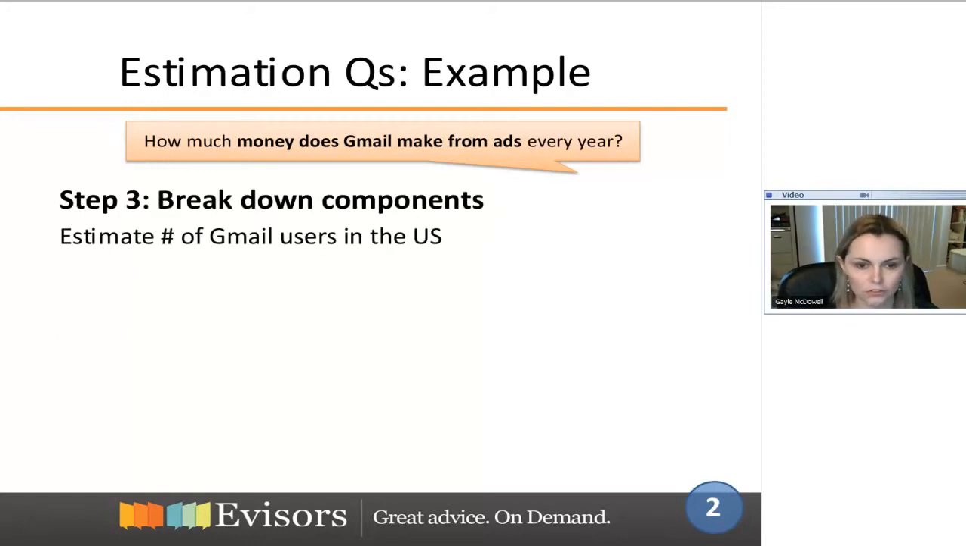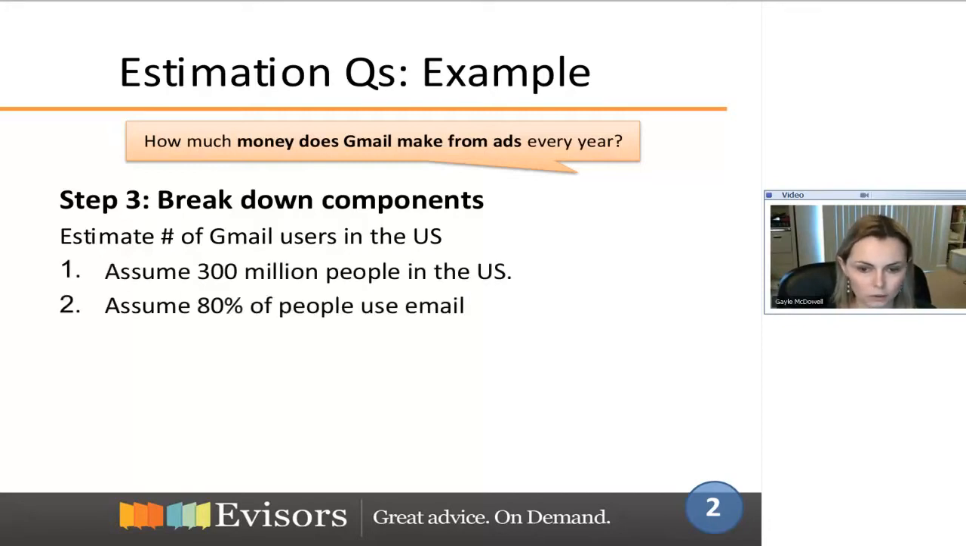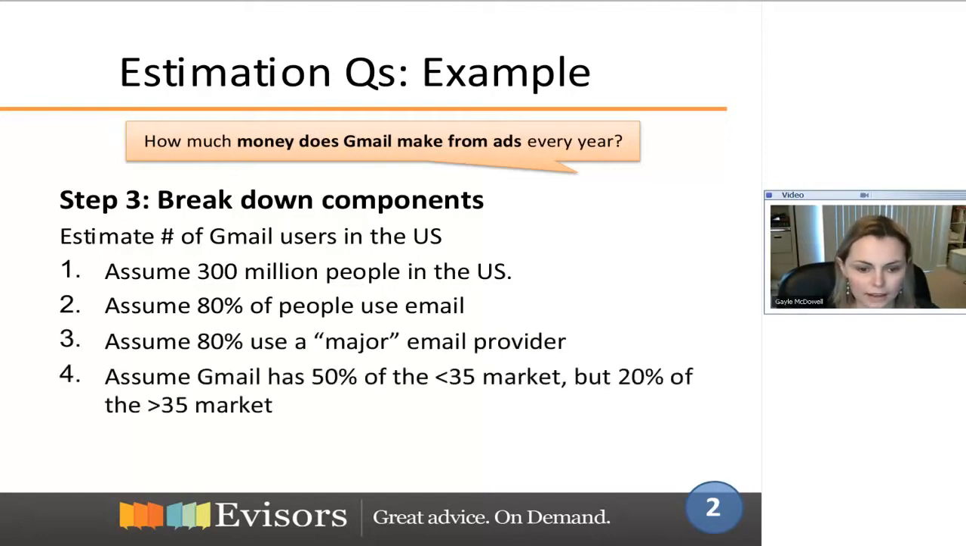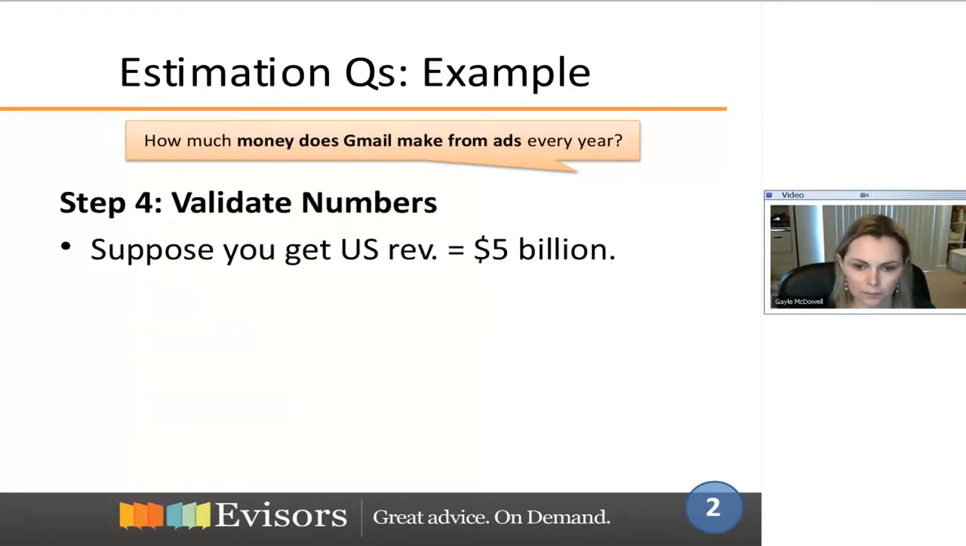And then you actually break down each component. So you estimate how many Gmail users there are in the US by saying, well, there's 300 million people in the US. Assume 80 million people use email, 80% use a major email provider, and so on and so on. And finally, you get down to an estimate for the number of Gmail users in the US. And then you go through this for each component. And then at the very end, you get a number. And you then want to start validating if that number makes sense.